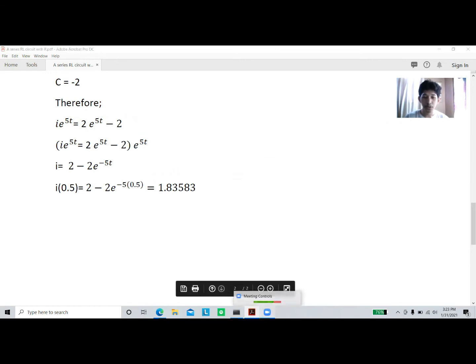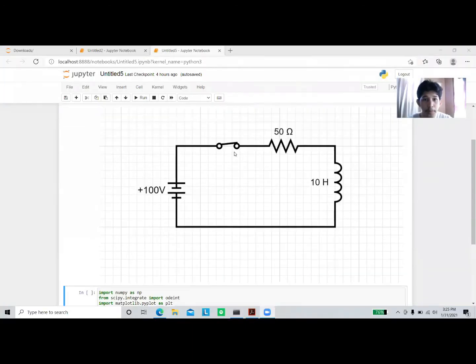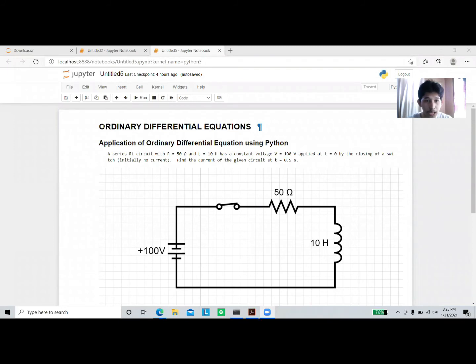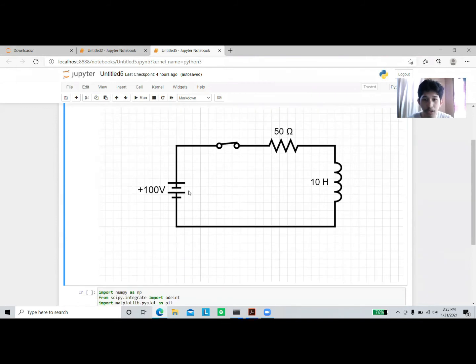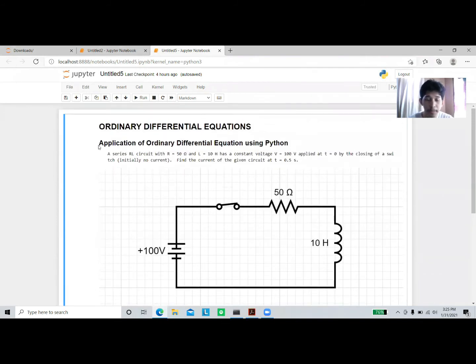Let's now proceed to the Jupyter notebook, where we will write code to solve this problem. Let's proceed to solving the problem that we had earlier using the Jupyter notebook, or Python. Here we are now on Jupyter notebook. I already input the problem here with its corresponding circuit. So let's read the problem again.